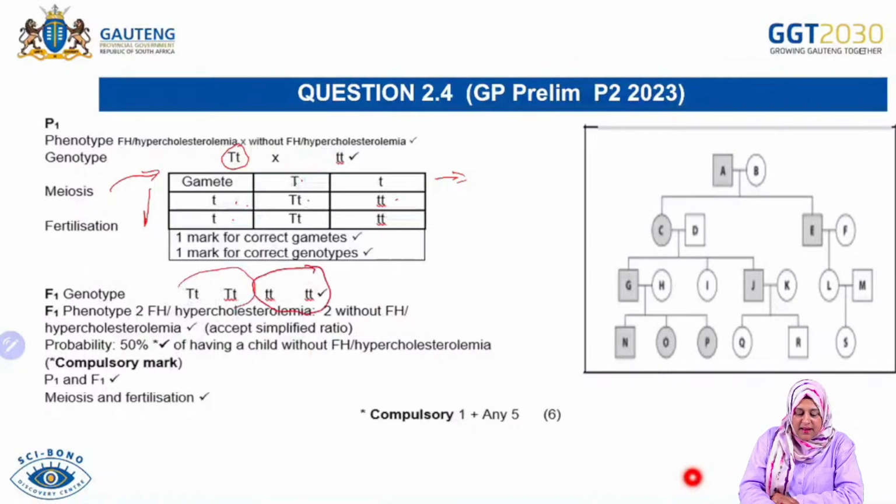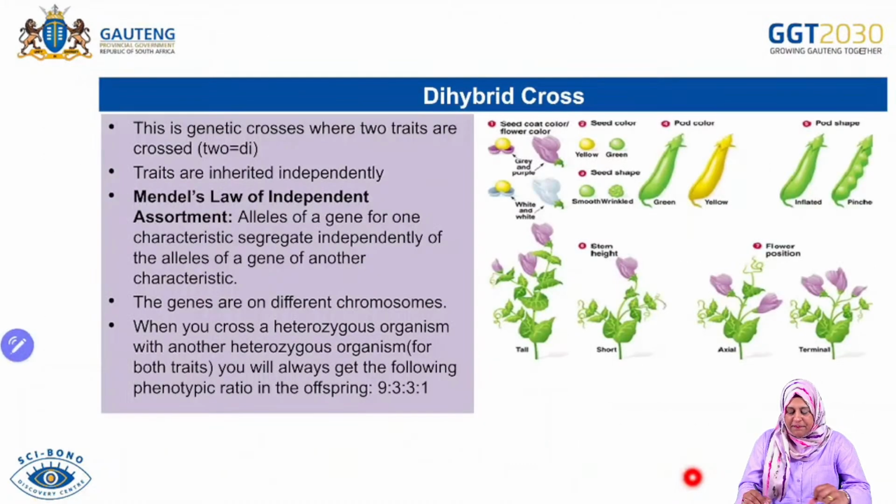So that means that the probability without the disease is homozygous recessive, and that will be 50% of the individuals. They'll have a 50% chance of having a child without FH. And that is answering the question, therefore that would be the compulsory mark, and only if you have the compulsory mark will you be given a total of 6, because it's a compulsory mark plus 5.